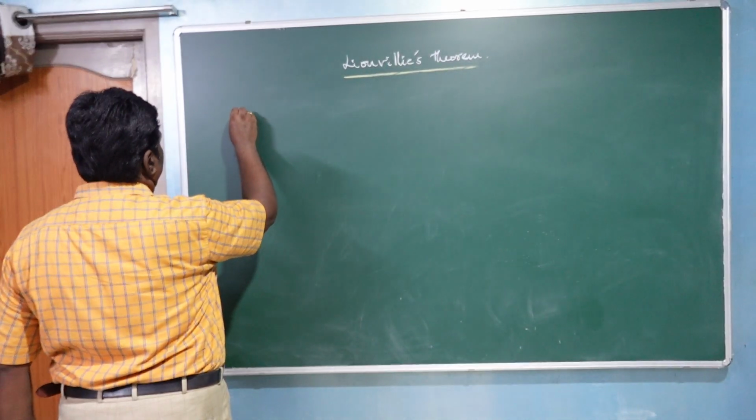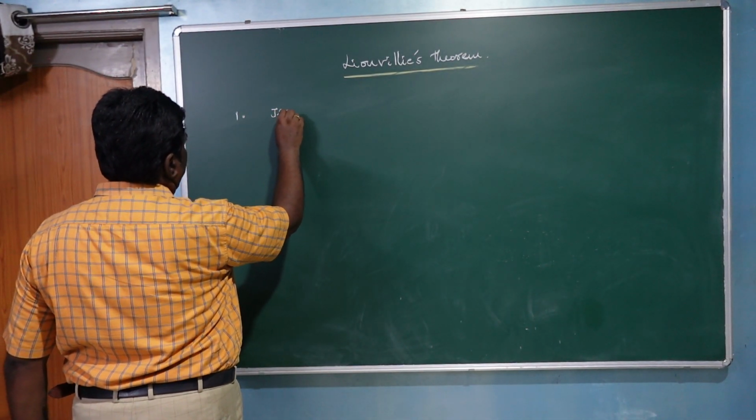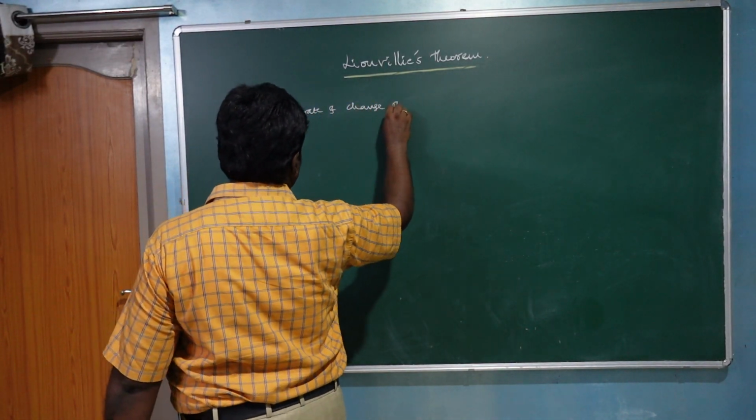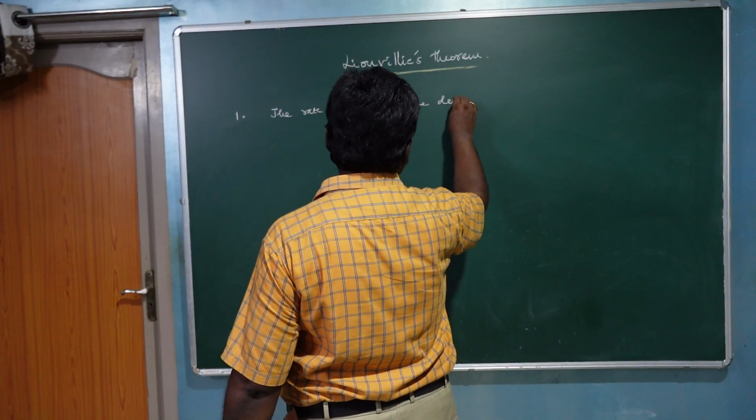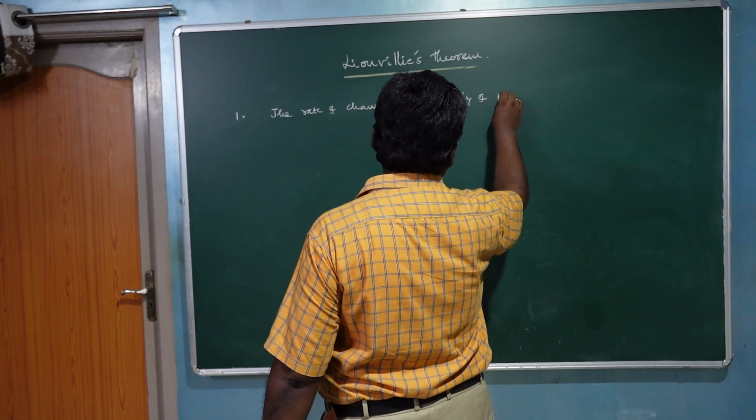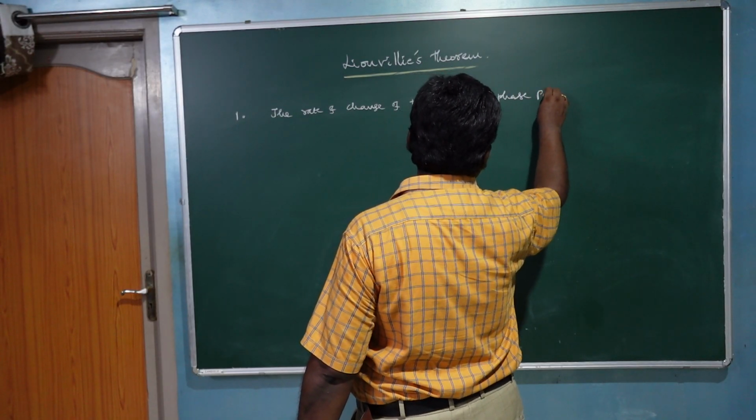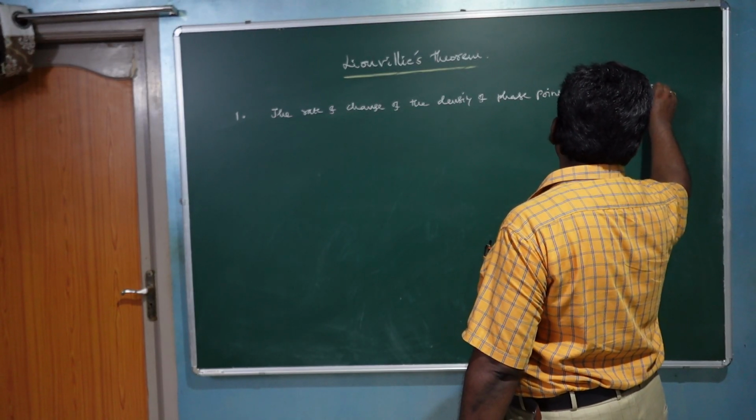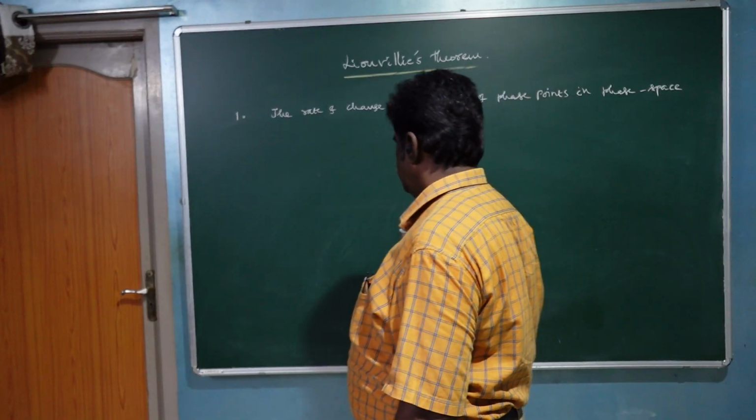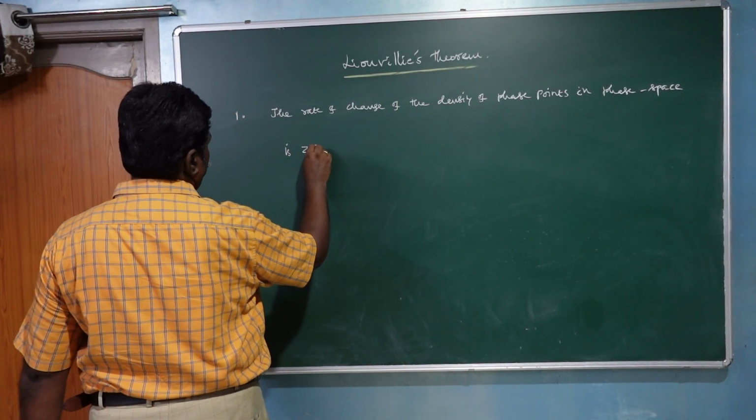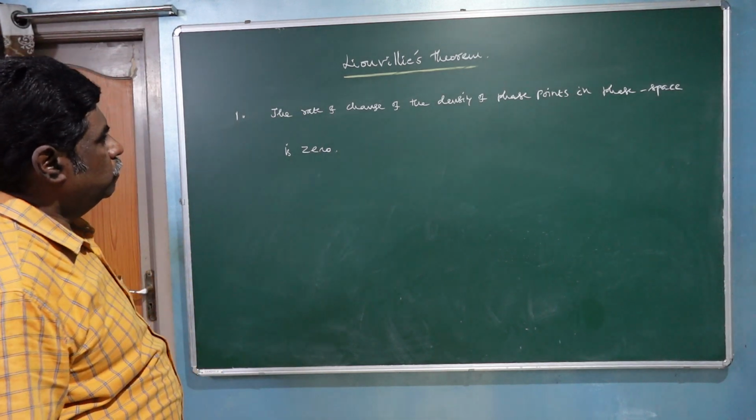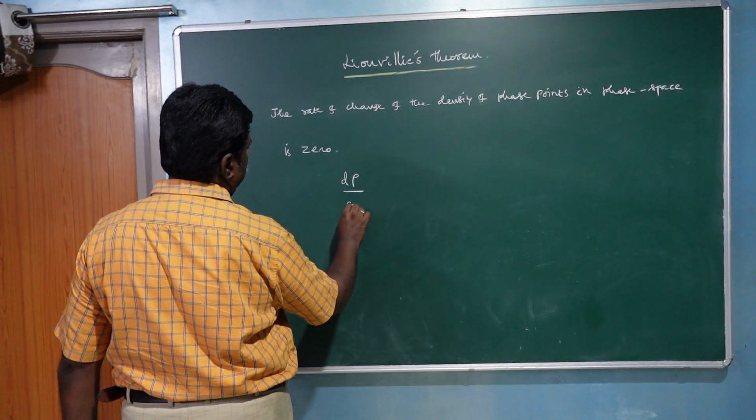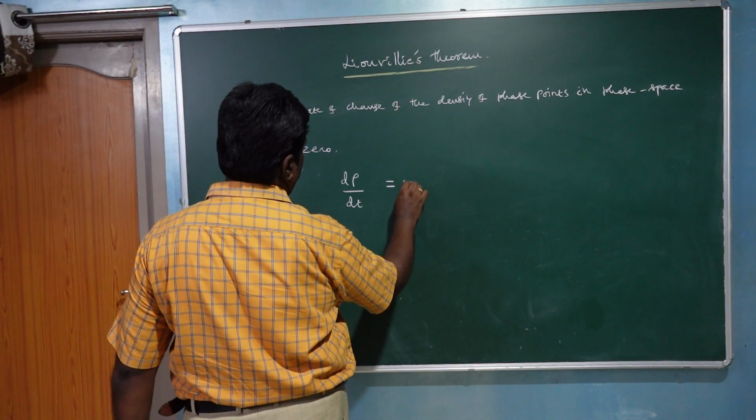Now I will write the first theorem. The rate of change of the density of phase points in phase space is 0. This is our first theorem. Mathematically we can write d rho by dt is equal to 0.